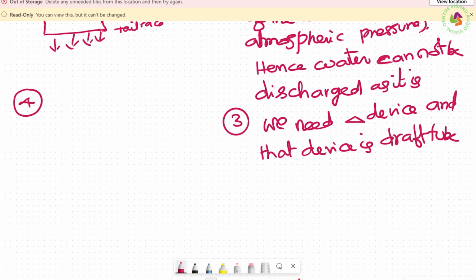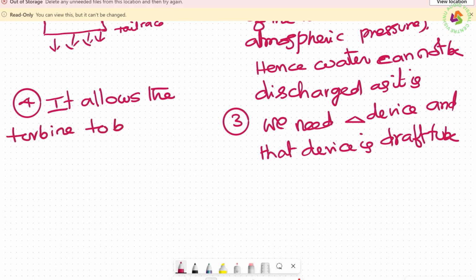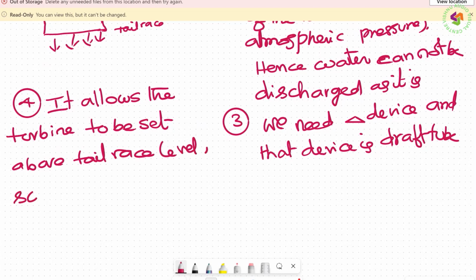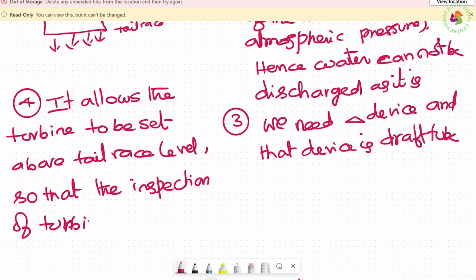And what are the other purposes it serves? Actually, it allows the turbine to be set above tail race so that the inspection of the turbine is easy. So this is one of the advantages.